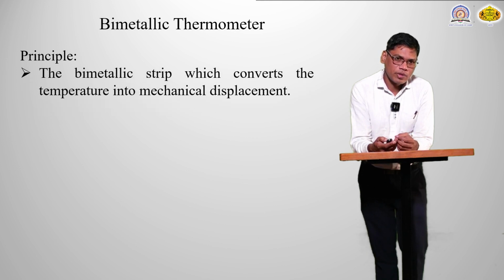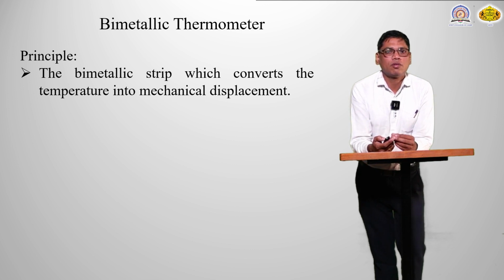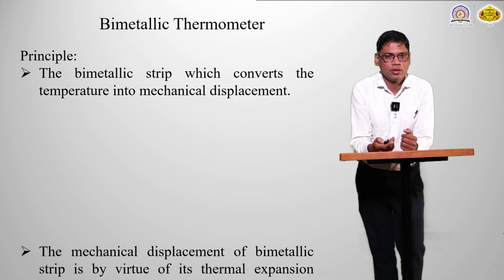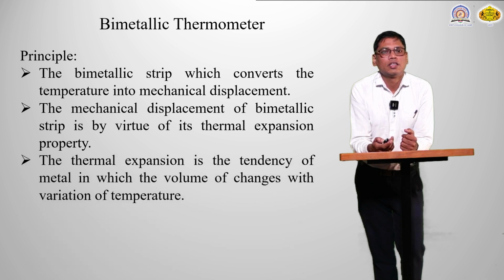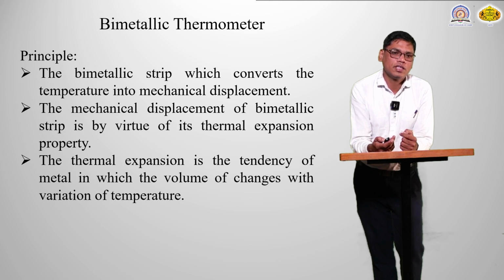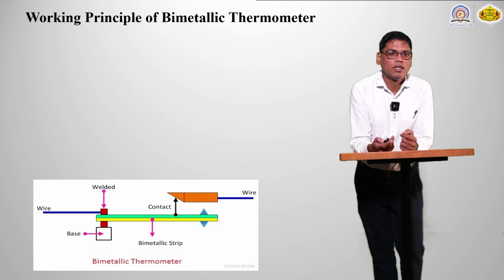Then the next type of thermometer is a bimetallic thermometer. A bimetallic thermometer works on the principle of the bimetallic strip, which converts temperature into mechanical displacement. The mechanical displacement of the bimetallic strip is by virtue of its thermal expansion. Thermal expansion is the tendency of metals in which the volume changes with the variation of temperature, and this change in expansion is proportional to the temperature.